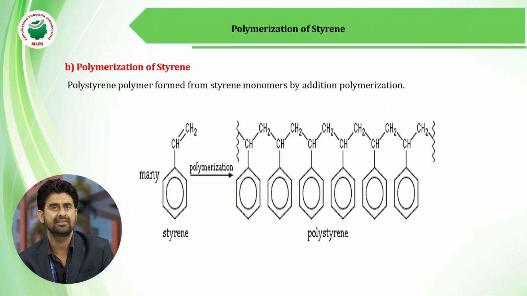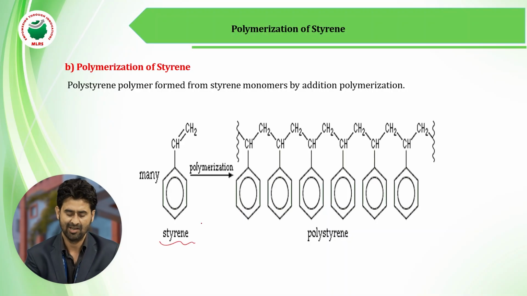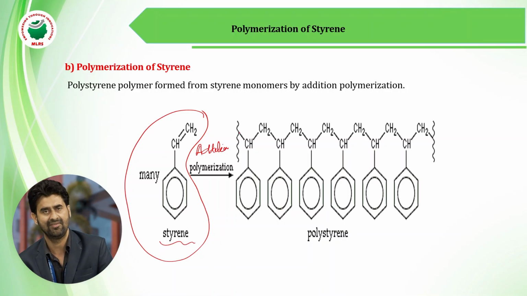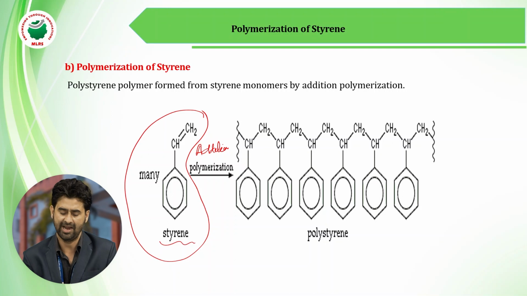The second type is polymerization of styrene, in which different styrene monomer units combine together by the process of addition polymerization through covalent bonds to form polystyrene, like this. These are styrene monomer units. It undergoes addition polymerization without the elimination of the byproduct and forms large molecular weight polymers, known as polystyrene.